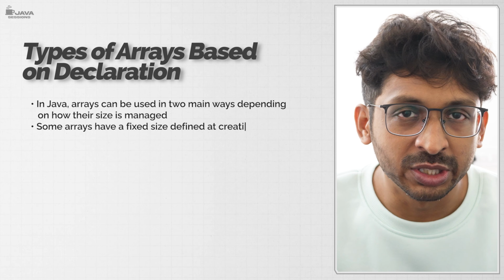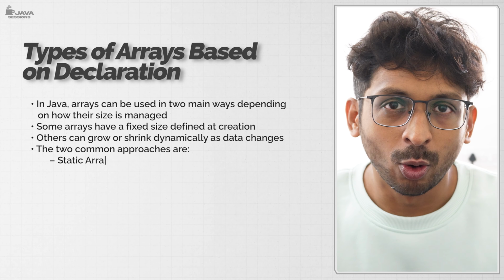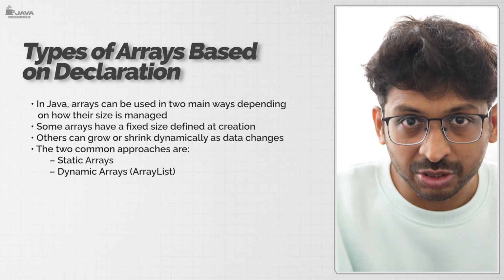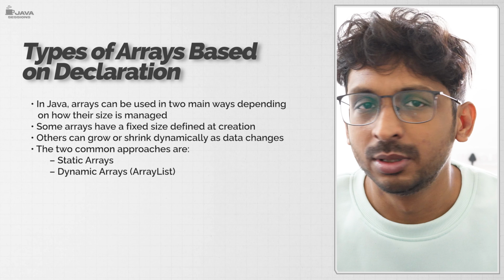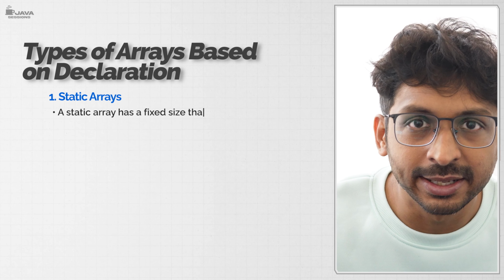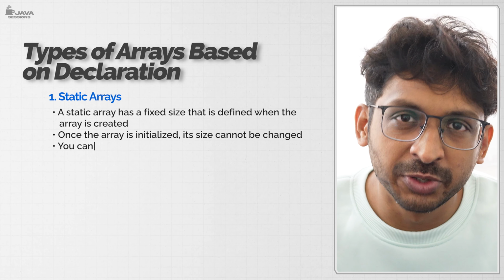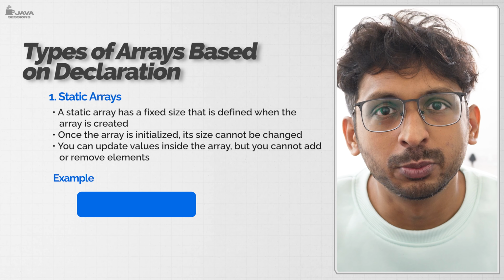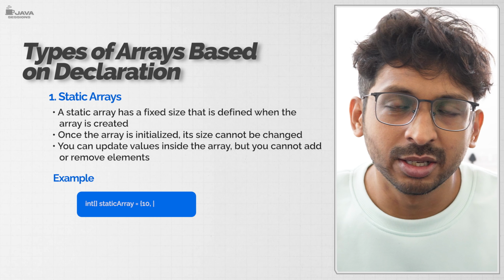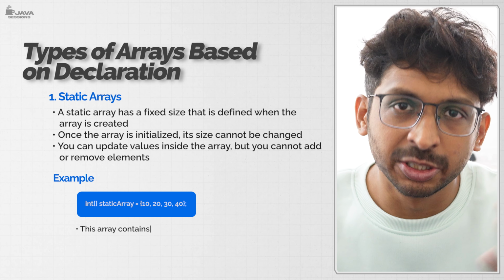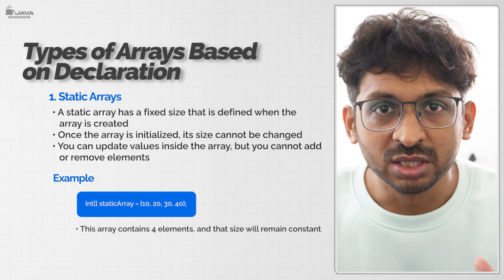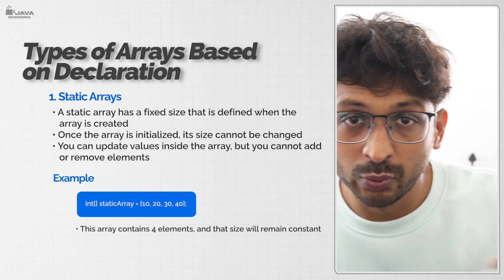Java gives us 2 ways to work with arrays, depending on whether we want a fixed size or a variable size. Let's explore the first type, that is the static arrays. These are going to be fixed and predictable. That is, a static array has a size which once defined cannot be changed. Once declared, you cannot add or remove elements from it.